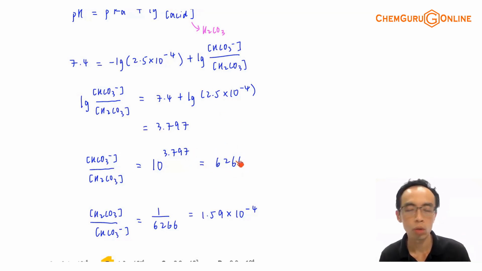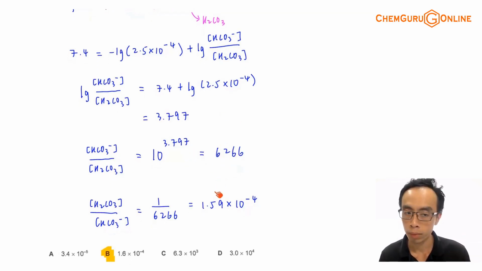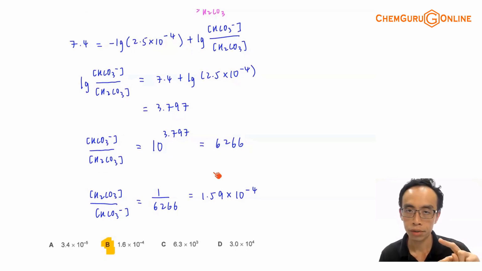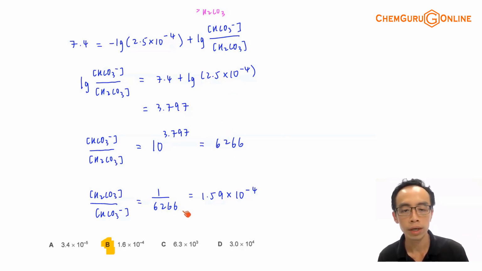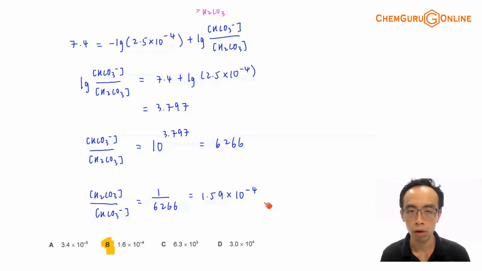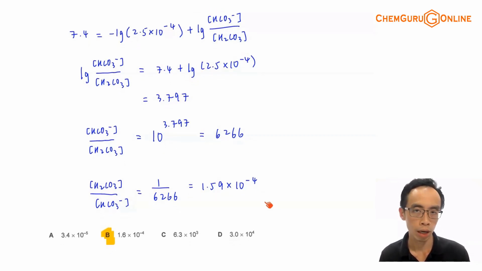This value is 6266. And remember, what the question wants is the inverse of it. I want H2CO3 to be in the numerator and HCO3 minus in the denominator. So basically I just have to invert that, 1 divided by 6266. This will give me 1.59 times 10 to the power of minus 4. So we figure out this ratio, and if I look through the options, the answer in this case will be B, 1.6 times 10 to the power of minus 4.